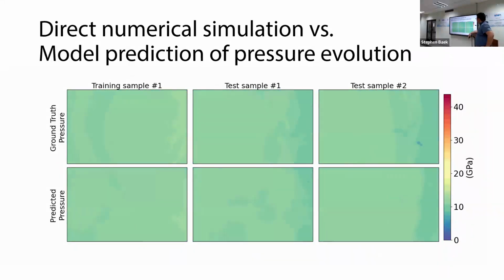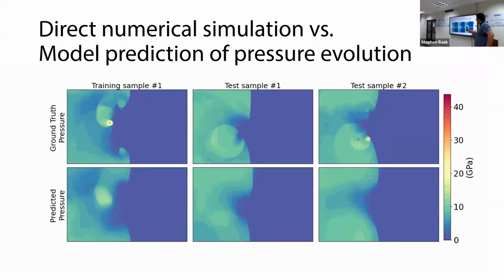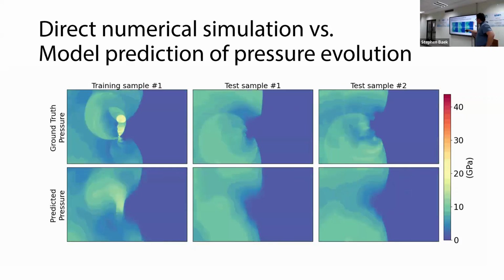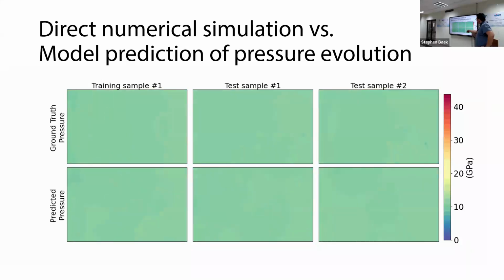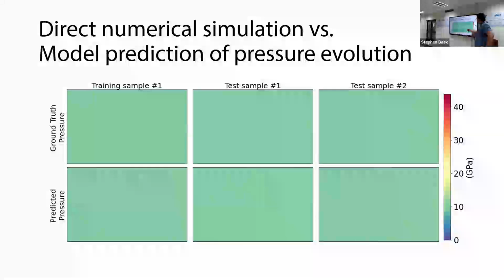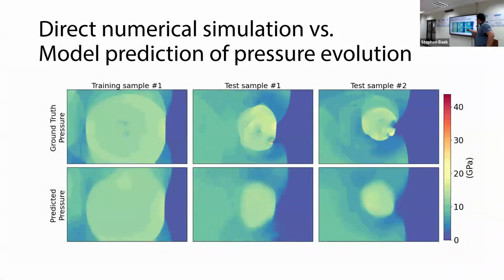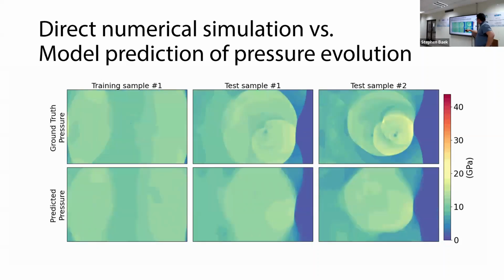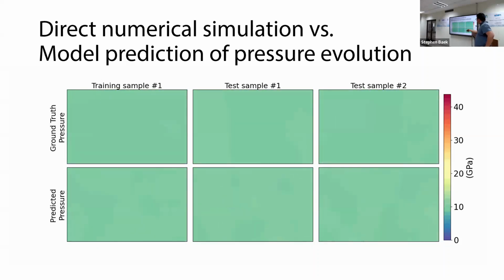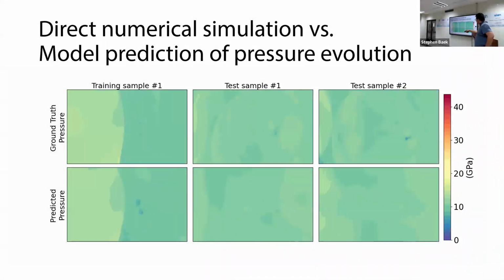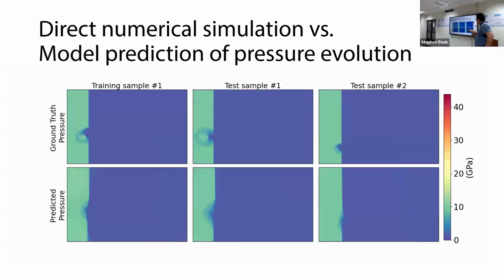Here's the pressure field. That blurriness becomes more prominent in the pressure field prediction. Again, on the left, we have the training sample, which is something that the model has seen already. And then the second and the third, we have the test samples. Those are the samples that the model has never seen. As you can see, the overall pattern is there, but the exact sharp boundary of the shock front is kind of blurred out in the prediction.